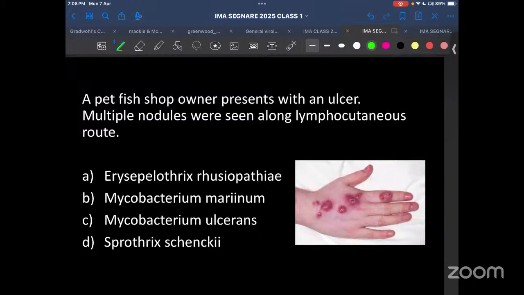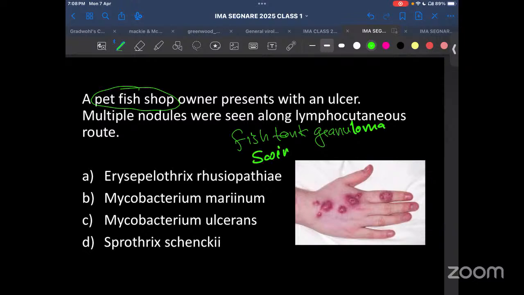So we have a pet fish shop owner who has been in contact with his pet fish. What is happening here is that this is actually fish tank granuloma. Fish tank granuloma is also known as swimming pool granuloma. It is caused by Mycobacterium marinum, which is a non-tuberculous mycobacteria. So that is the answer here.